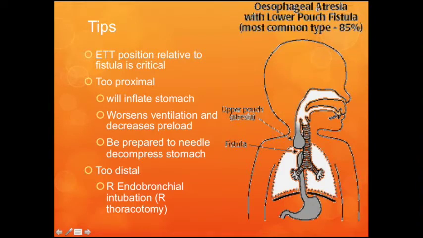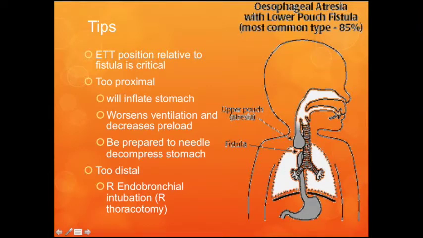So what I was saying is because you don't want to intubate, you don't want your tube to be here, say. If the tip of your tube is here and you're ventilating, you could be blowing air down the fistula into the stomach. And as the stomach gets bigger, it will press up on the diaphragm, push up on the lungs, make ventilation more difficult, particularly if you're trying to maintain spontaneous ventilation. And also theoretically can worsen preload by increasing intrathoracic pressure.